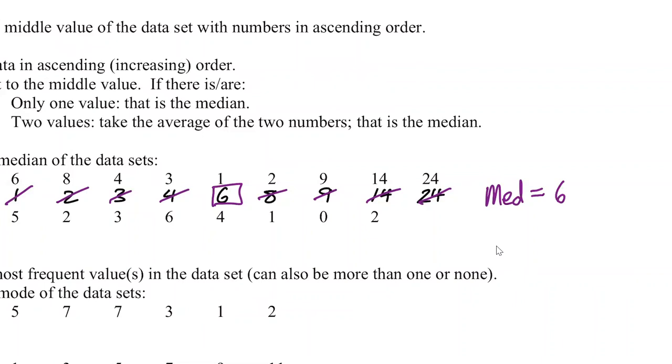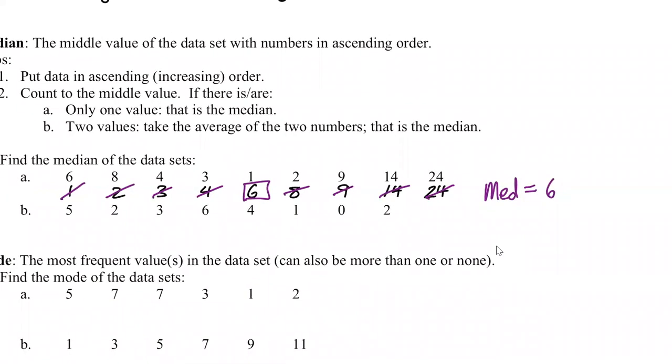Another way to handle it would be to cancel by size, without putting it in order. You could say, wait a minute, I have, and I'll just rewrite the numbers here in their original form: 6, 8, 4, 3, 1, 2, 9, 14, and 24.